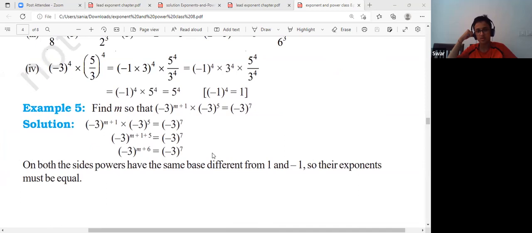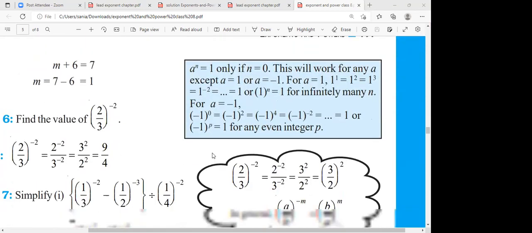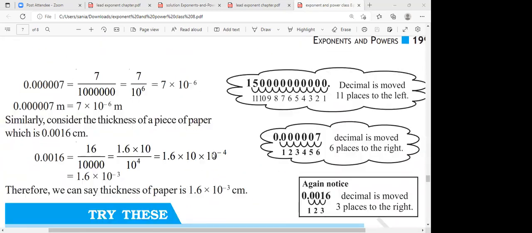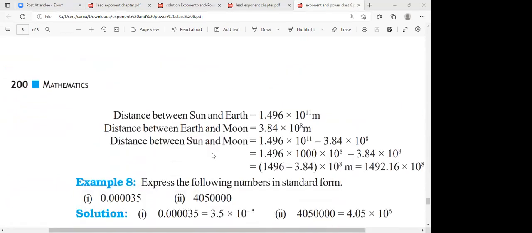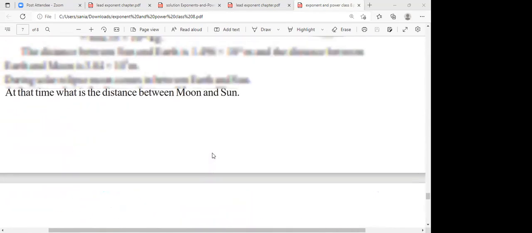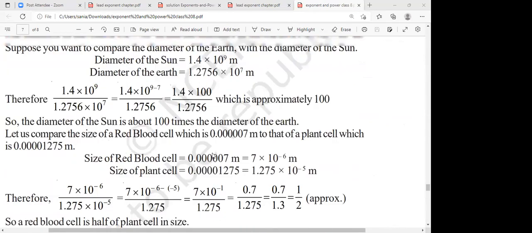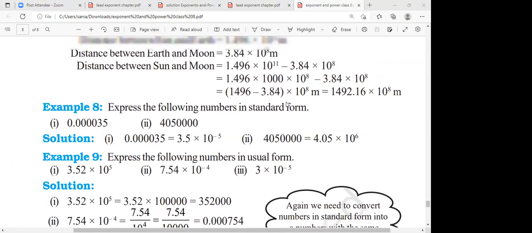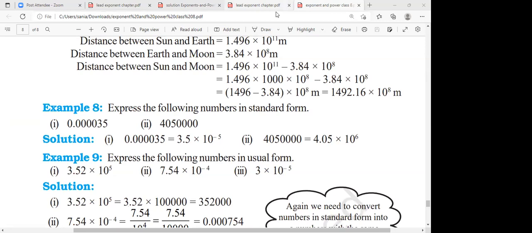Okay. So now we'll be starting with the new things. 12.1 we are done, and we'll be doing 12.2 over here. Now the first thing we are going to do is this: express the following number in standard form. So you have to express them in standard form.